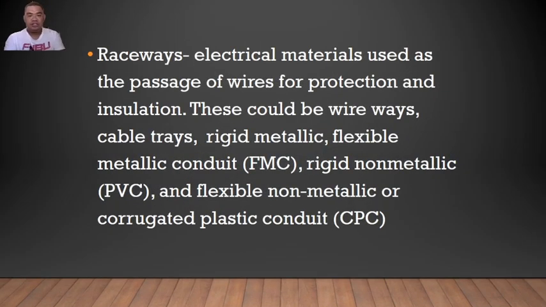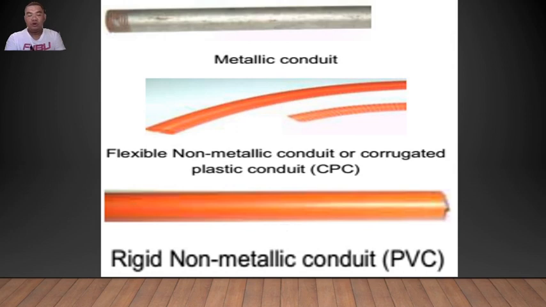So raceway is an electrical material used as the passage of wires for protection and insulation. This could be wireways, cable trays, rigid metallic, flexible metallic conduit, rigid non-metallic, which is also called polyvinyl chloride conduit, and flexible non-metallic or corrugated plastic conduit. Okay, so we have here the appearance of the common conduit that we are going to use on residential and commercial wiring. So we have here the metallic conduit, the flexible metallic conduit or flexible non-metallic conduit, or the corrugated plastic conduit, and we have the rigid non-metallic conduit or the polyvinyl chloride conduit.